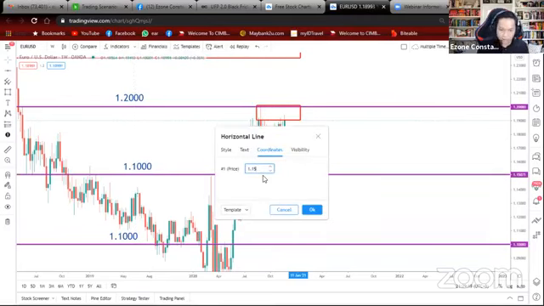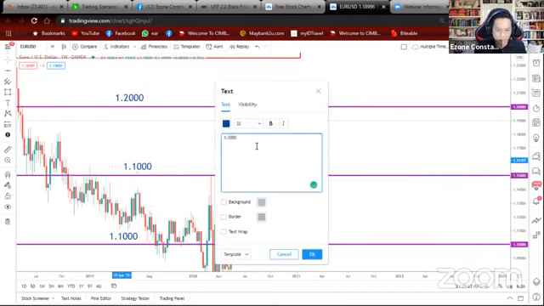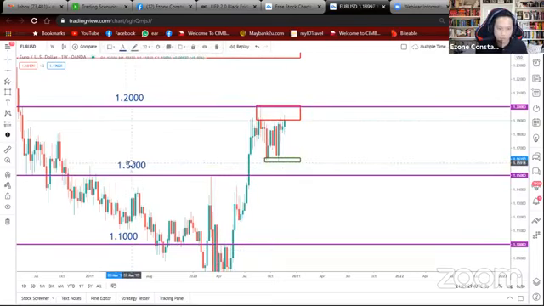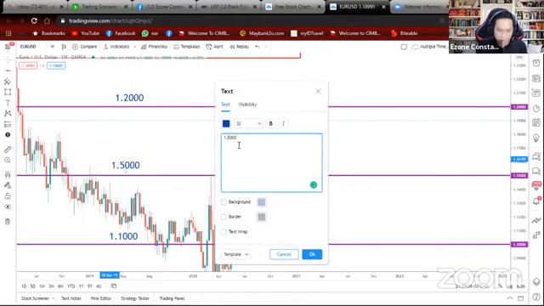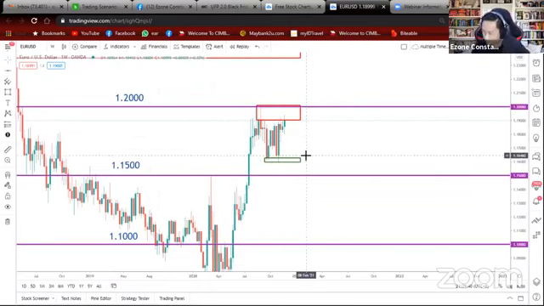Okay, 1,500. Okay, all right. So we got this. How many of you so far can see this? So you do a marking of possible resistance and support, and you can do a marking of the possible bank's number or psychology level. How many of you right now, so far so good, clear?